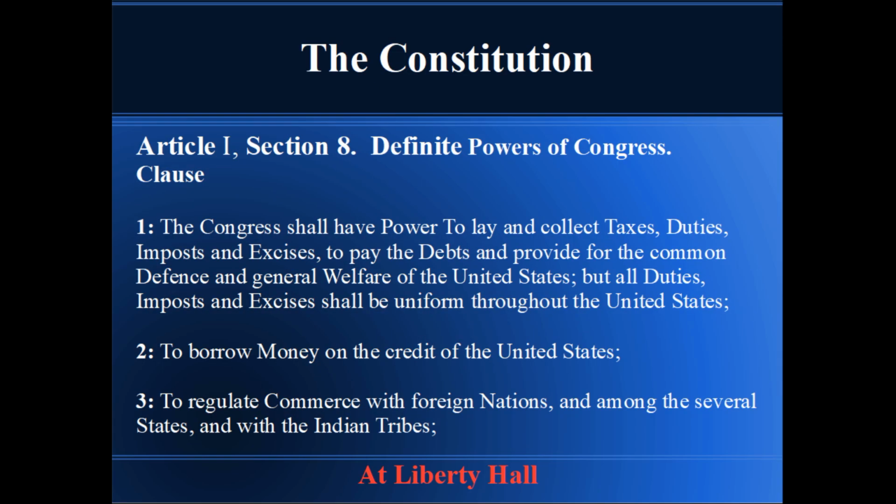Article 1, Section 8. Definite powers of Congress. Clause 1. The Congress shall have power to lay and collect taxes, duties, imposts, and excises, to pay the debts and provide for the common defense and general welfare of the United States. But all duties, imposts, and excises shall be uniform throughout the United States. Clause 2. To borrow money on the credit of the United States. Clause 3. To regulate commerce with foreign nations, and among the several states, and with the Indian tribes.